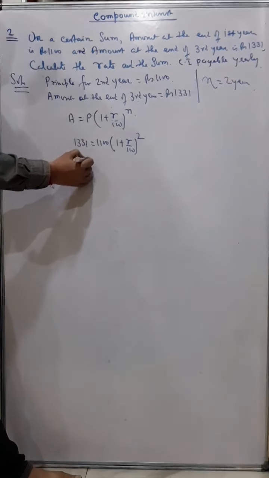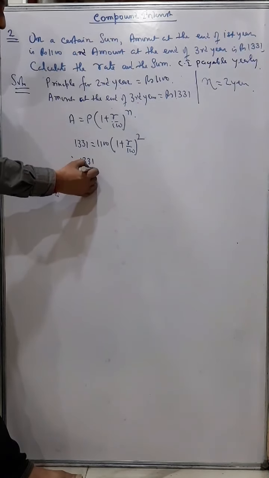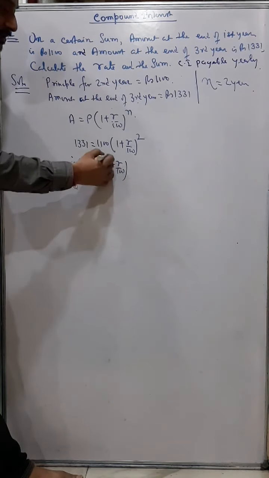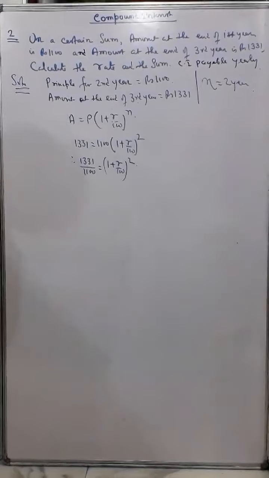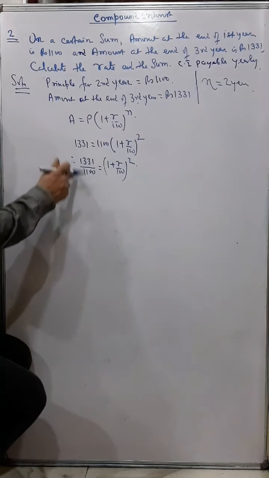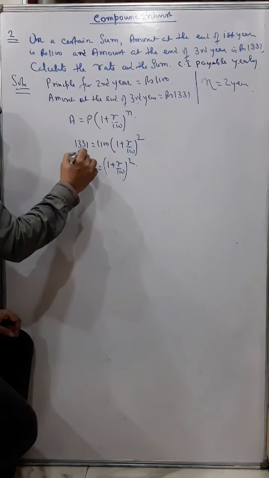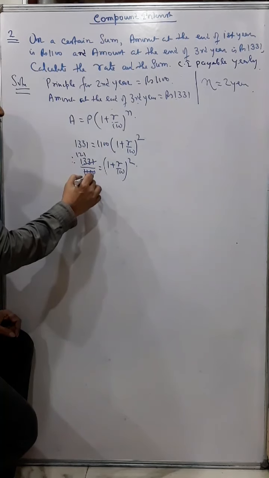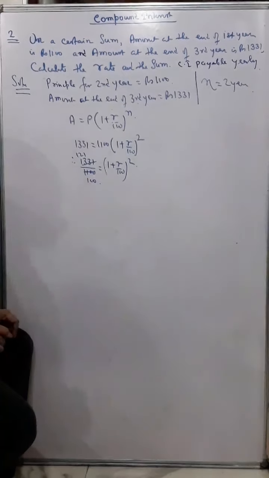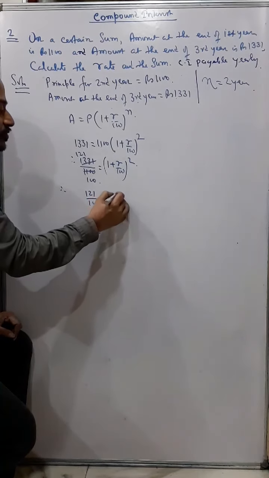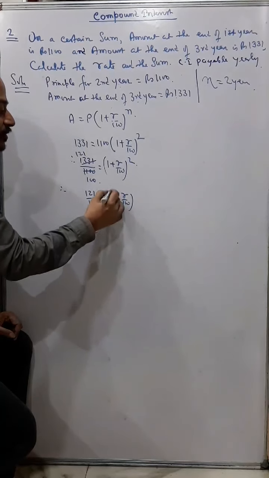So now if I calculate, what we get: 1331 equals 1100 into 1 plus R by 100, whole squared. We can cancel this into the simplest form. Now it will get cancelled: 11 into 11 into 11, so 11 into 121 and 11 into 100, 1100 and 11 into 121. So finally what we got: 121 by 100 is equal to (1 plus R by 100) whole squared.